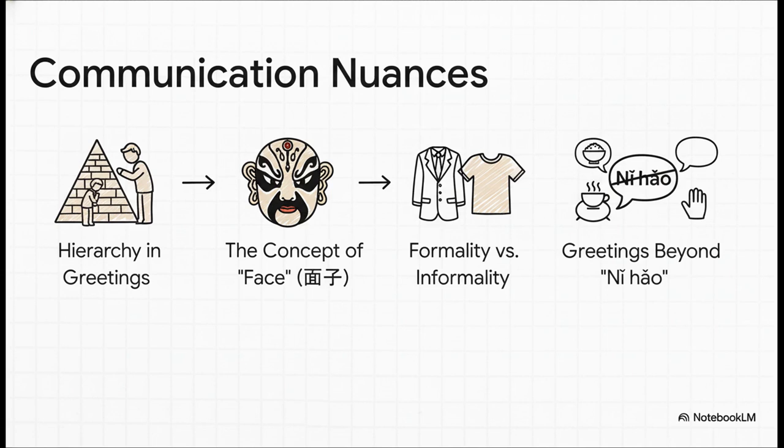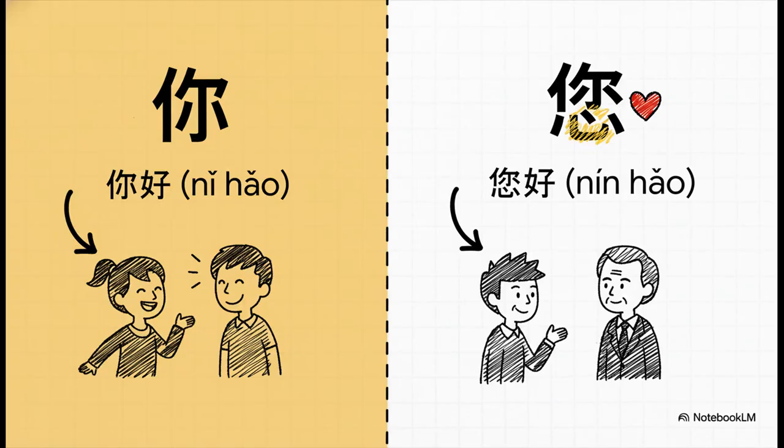So in this last section, we're going to touch on some of these vital cultural nuances. We'll talk about how social hierarchy changes the way you greet people, the incredibly important concept of face, or 面子, knowing when to be formal versus informal, and other common greetings that go way beyond the ni hao you learn in Chapter 1 of a textbook. First, let's talk about hierarchy and respect.